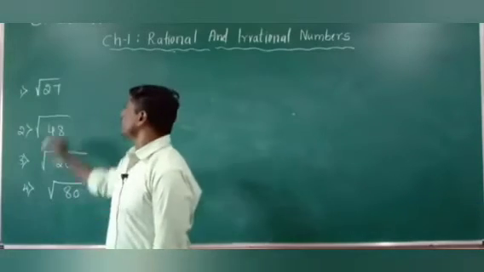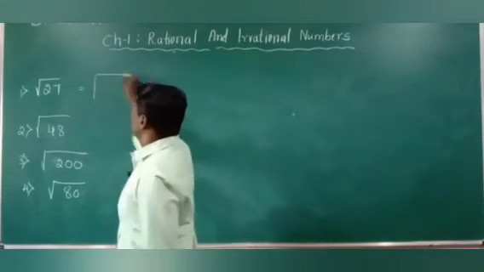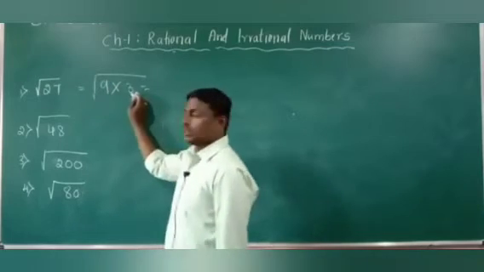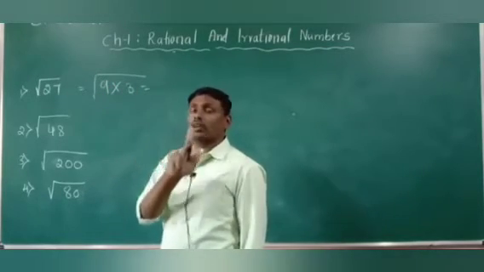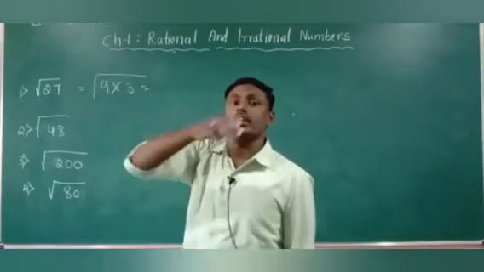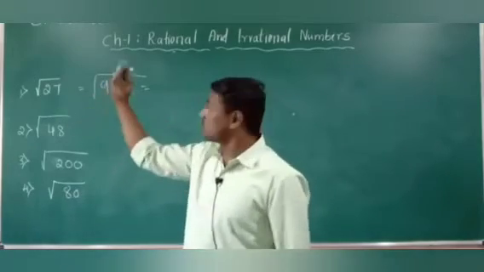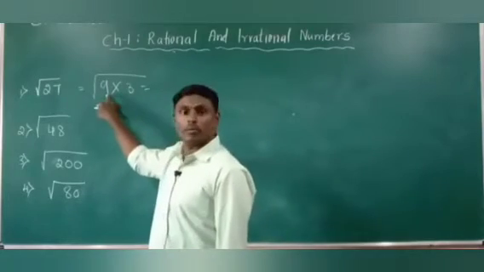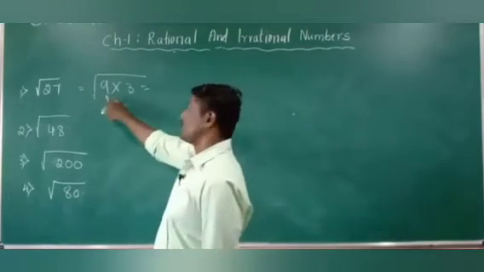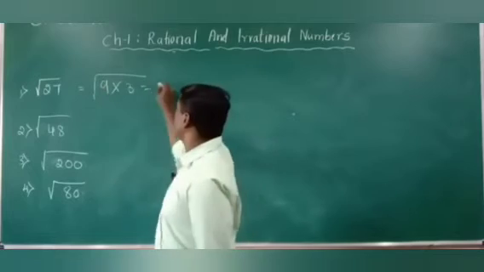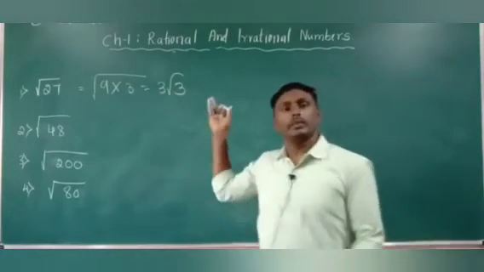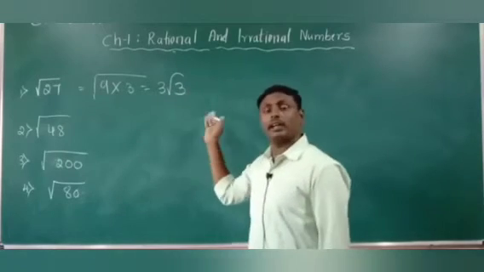I can split root 27 as square root of 9 into 3. While splitting the number inside the square root, at least one number should be a perfect square. So here 9 is a perfect square, and the square root of 9 is 3, giving 3 root 3. Again it is an irrational number, but we need to convert it to a rational number.